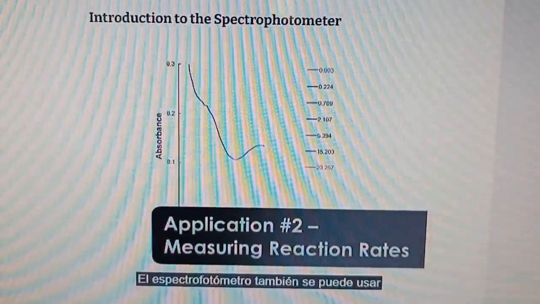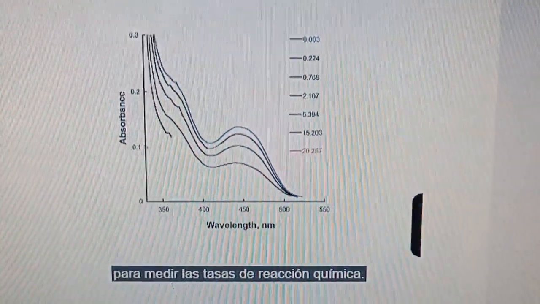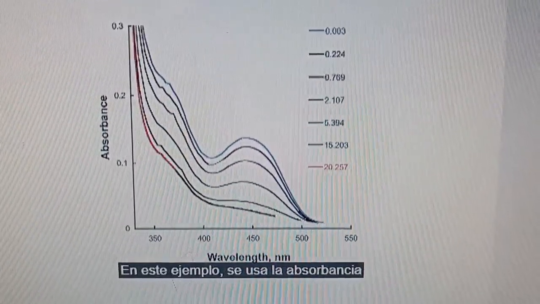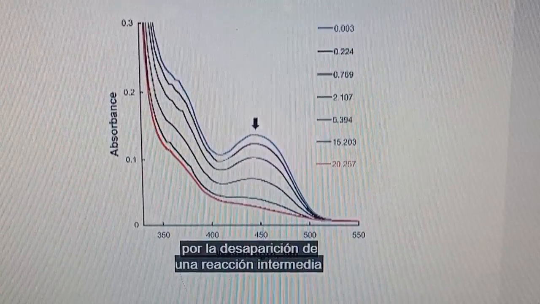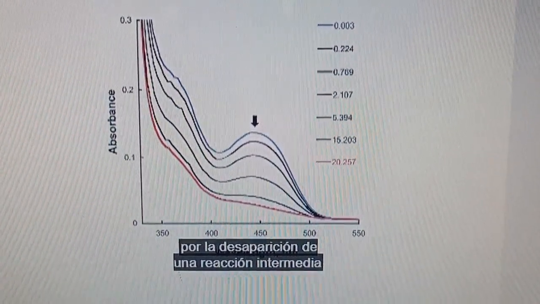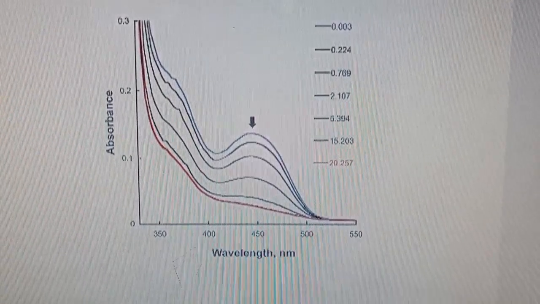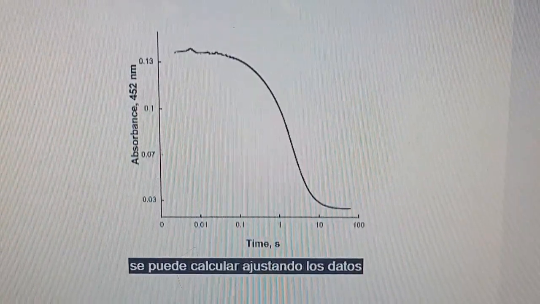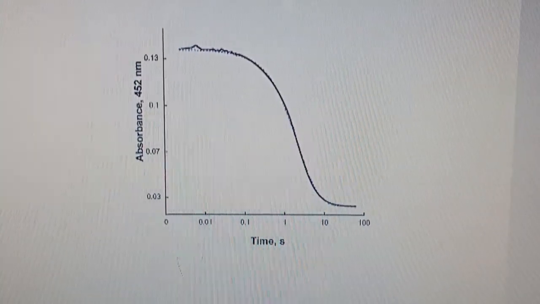The spectrophotometer can also be used to measure chemical reaction rates. In this example, absorbance is used to monitor an enzymatic reaction by the disappearance of a reaction intermediate at 452 nanometers over time. The rate of this enzymatic step can be calculated by fitting the data to the appropriate equation.